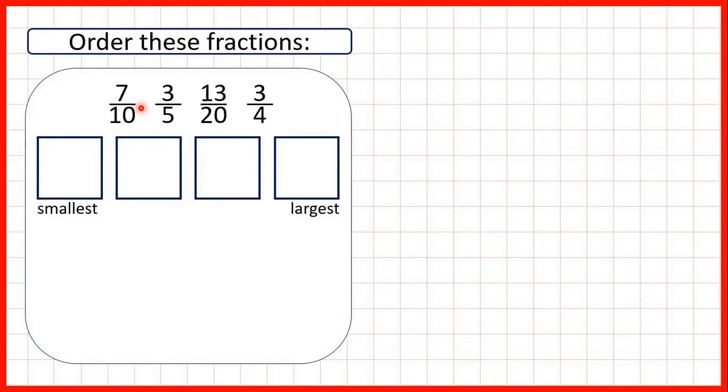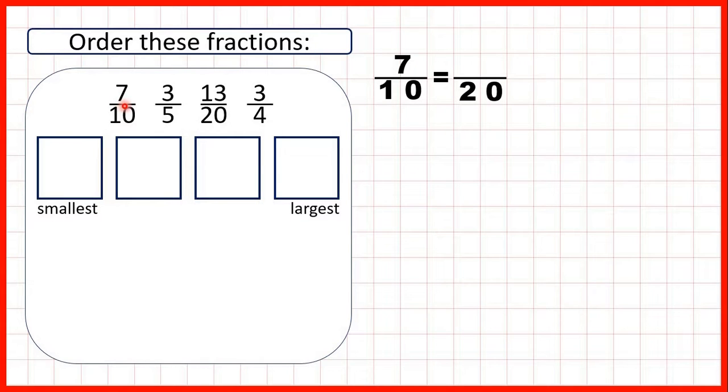We have 7/10, 3/5, 13/20, and 3/4, and we need to order these fractions from smallest to largest. Now we know that to compare fractions, it's easier if the denominators are the same. The largest denominator we have here is 20, and 20 is in the 10 times table, it's in the 5 times table, and it's in the 4 times table. So we can find equivalent fractions to 7/10, 3/5, and 3/4, which have a denominator of 20, and that will make them easier for us to compare.